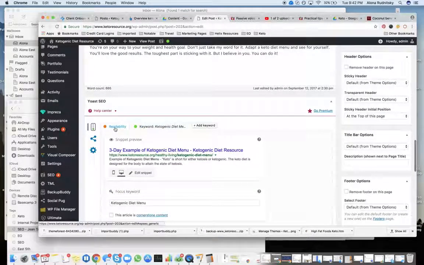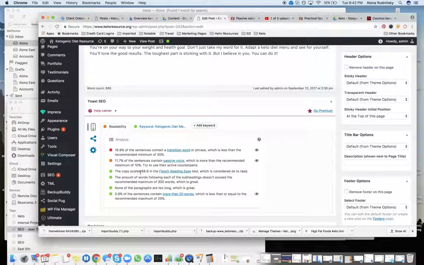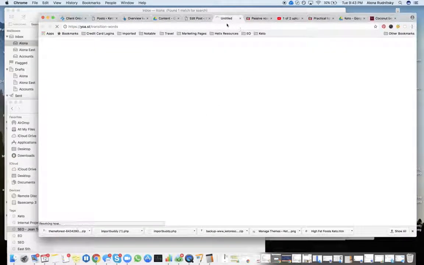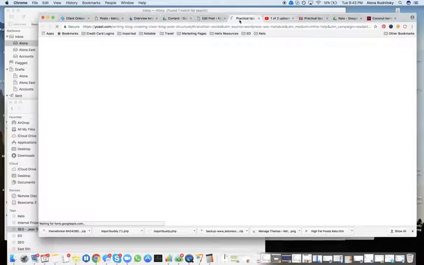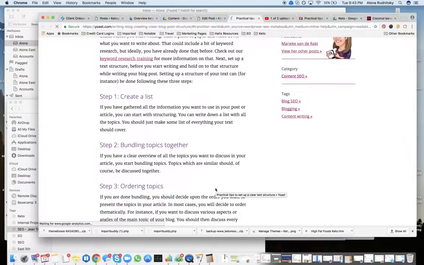All right, so we're now going to look at the readability score. Oh man. So the reason the readability is down, 16.9% of sentences contain transition words, which is less than the recommended minimum of 30%. If you're not sure what these things mean, passive voice, transition words, you can always click on it, and this will give you an understanding.